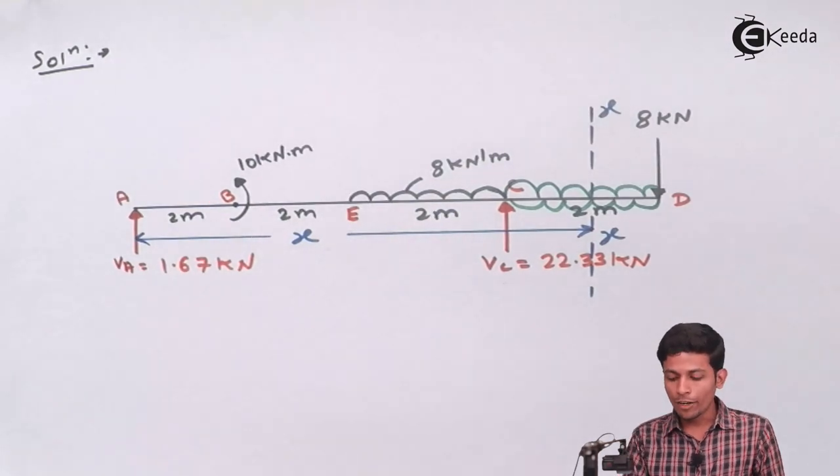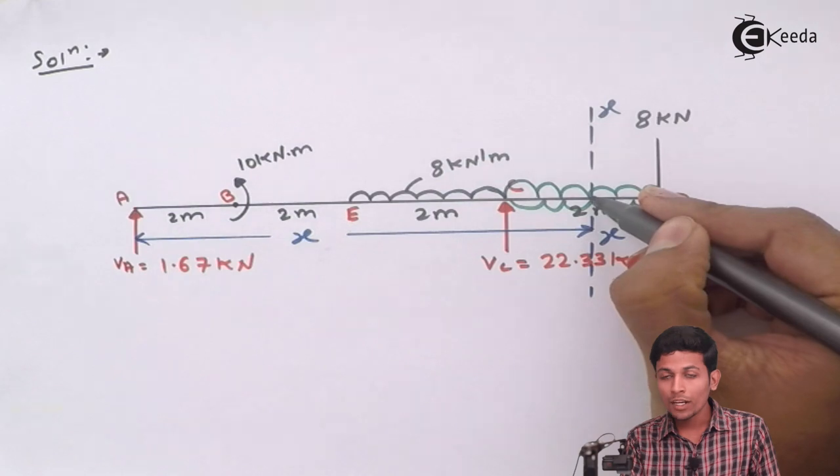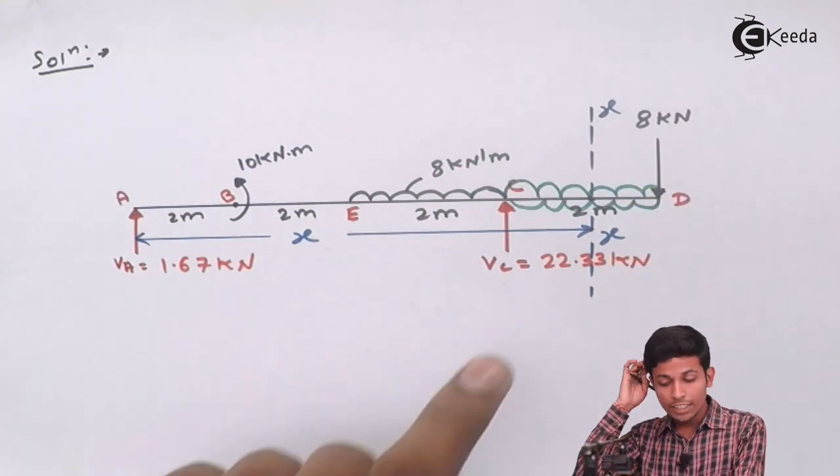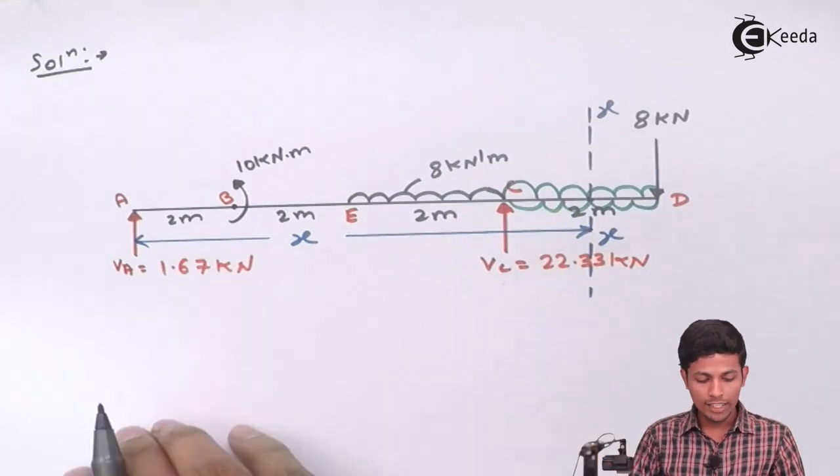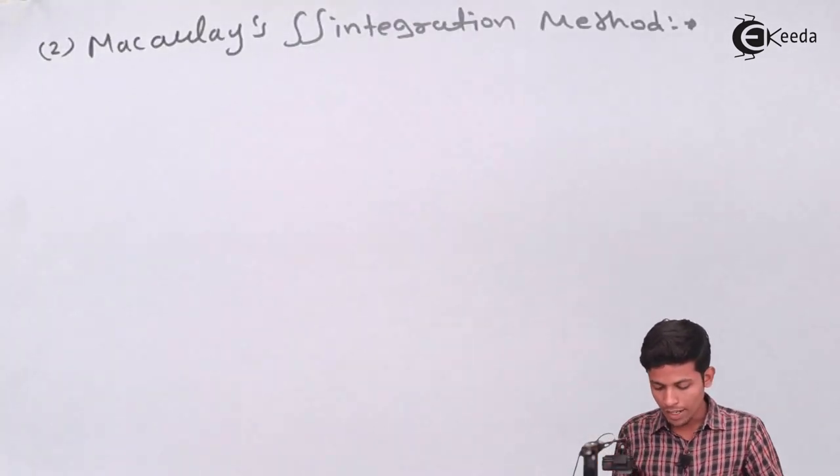After that, what are we taking? We are taking the bending moment over here. And this intensity is 8 only. This intensity is also 8 only. Now after that, we consider the part.